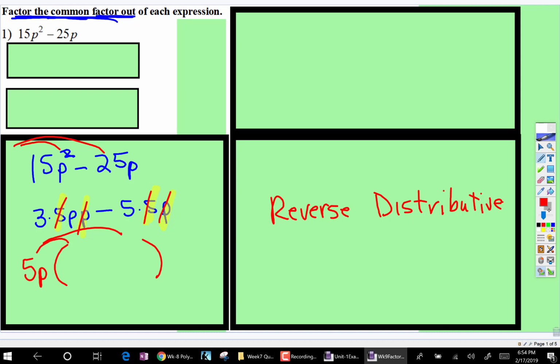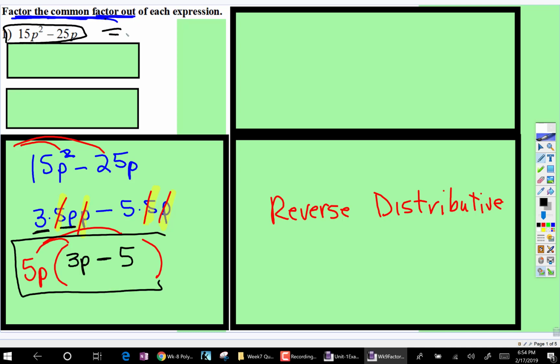And then notice what we have that's left. We have a 3 times p to the left of the subtract sign, and we have a 5. So this thing right here, factored, equals this right here. So 5p times 3p subtract 5. And this is how you check to see that you did it right.